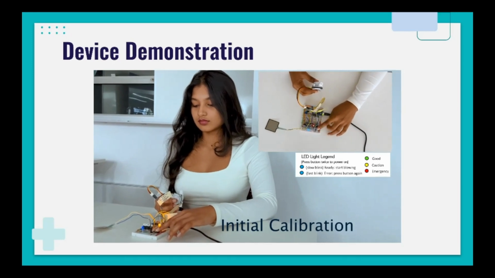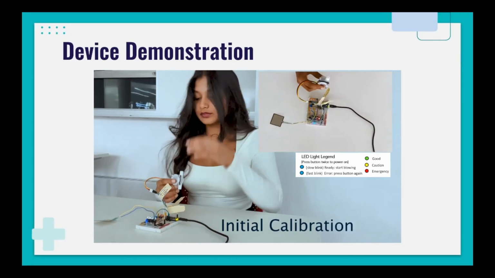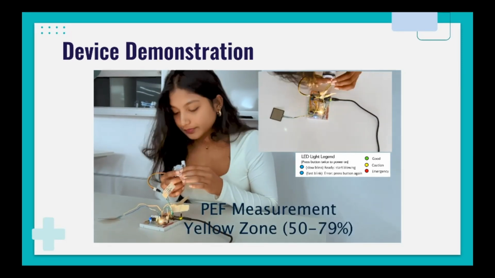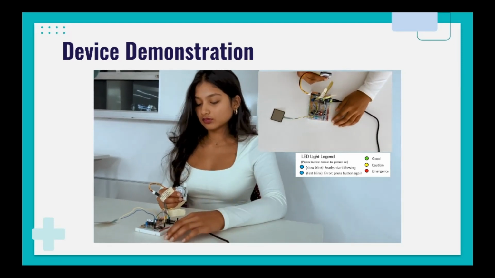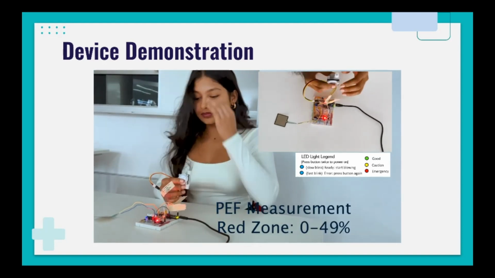So in the beginning of the video, I'm pressing the button for 5 seconds and blowing into the p-flow meter as hard as possible to calibrate the device, and this will be stored as the maximum PEF value in the device. And then I'm going to be taking a series of measurements by blowing into the p-flow meter at different speeds, and the color of the LED light corresponds to which PEF zone I am in.